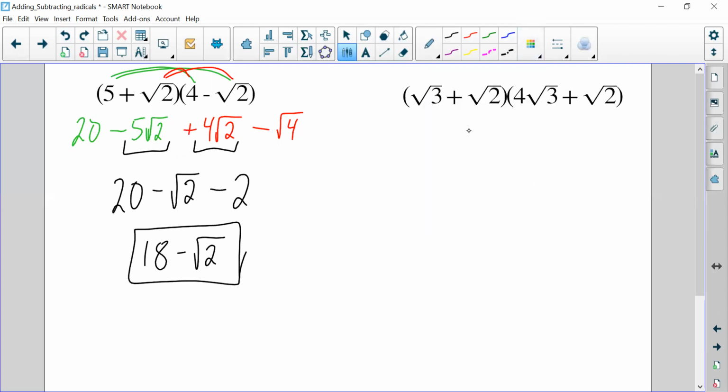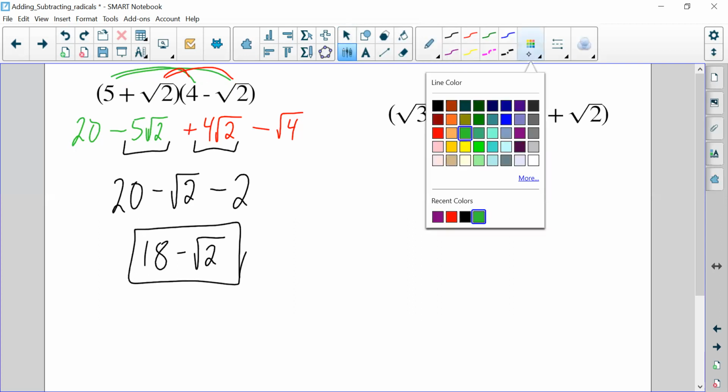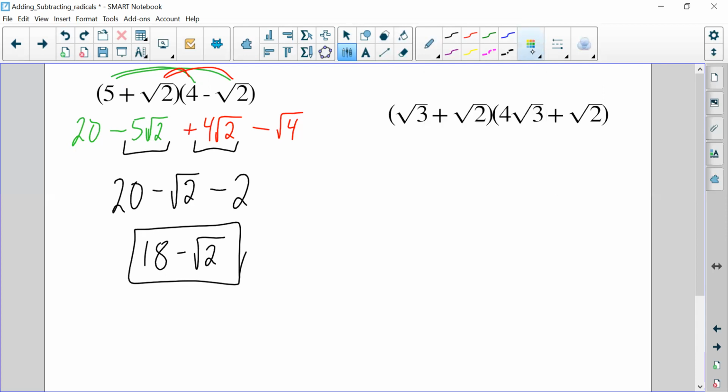Moving on. Oh, this one, how is this one different? I've got more radicals, but the process is identical. The process does not change. Rad 3 times 4 rad 3. All right, so rad 3 times rad 3 is going to give me rad 9. But what do I do with that 4? Realize that's 1 rad 3 times 4 rad 3. You see how the 1 and the 4 are both outside? So they get multiplied together. 1 times 4 is 4. And then rad 3 times rad 2, well, they're both inside the square root, so they become rad 6.